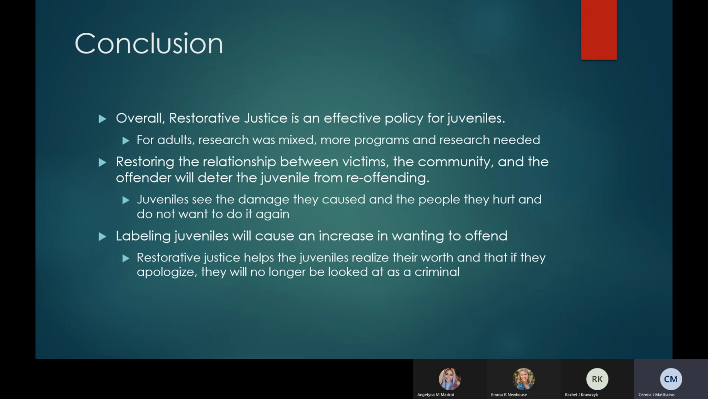Restoring the relationship between victims, the community, and the offender will deter the juvenile from reoffending. Juveniles see the damage they cause and the people they hurt and do not want to do it again. Labeling juveniles will cause an increase in wanting to offend. Restorative justice helps the juveniles realize their worth and that if they apologize, they will no longer be looked at as a criminal.